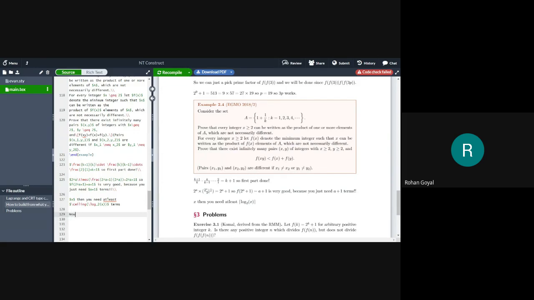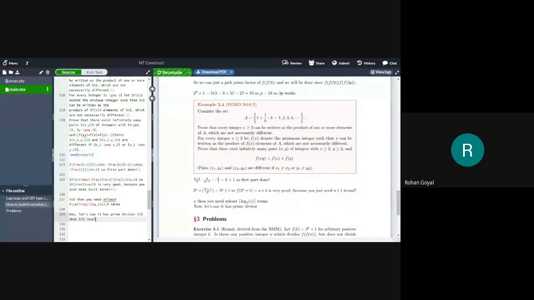Now let's say it has a prime divisor 3. Then 3 itself needs 2 terms, correct? Yeah. And 2 to the a plus 1 upon 3 also needs at least 8 terms. Yes.